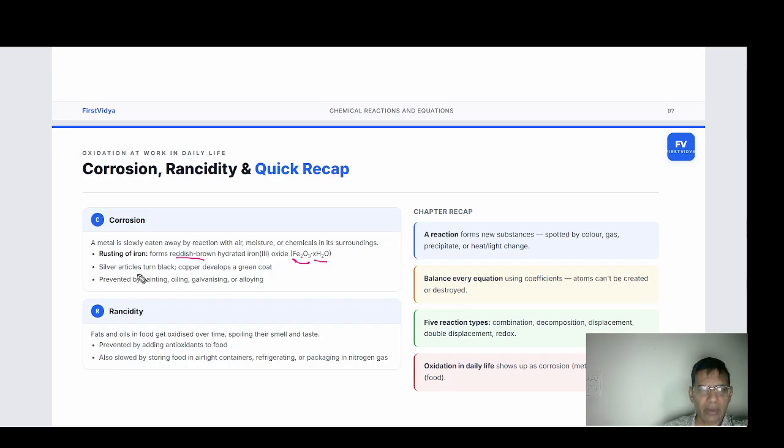And silver articles turn black, copper turns green. So it's not only iron. Silver also corrodes and becomes black. An everyday example: you must have seen the payal that Indian ladies wear, that also turns black. Similarly copper, which you see on churches, forms a green coat, and it is also very decorative.